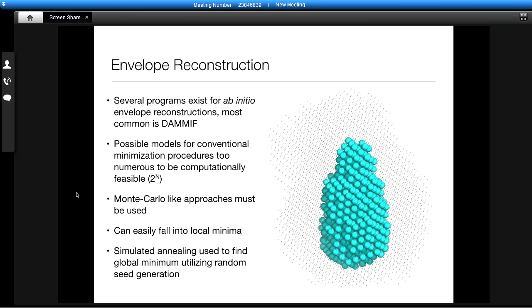So now we're going to go into a quick overview of envelope reconstruction. This is going to be the only type of modeling that I'll talk about today. Envelope reconstruction is probably one of the most common things that people think about when they think about SAXS. Usually if you publish something, they always want to see an ab initio envelope. In the case of bead modeling, which this example here is, there are a lot of different software packages that will do ab initio modeling. The most common seems to be DAMIF, which is from the ATSAS suite.